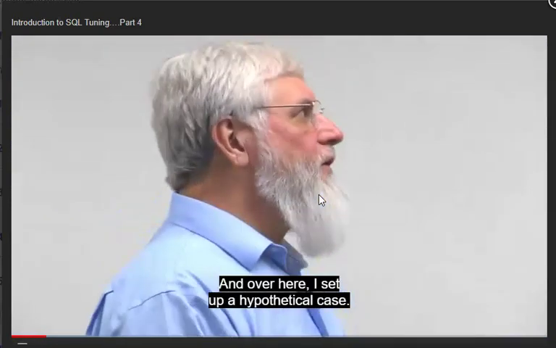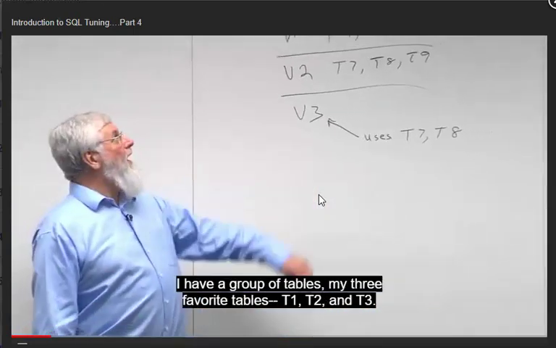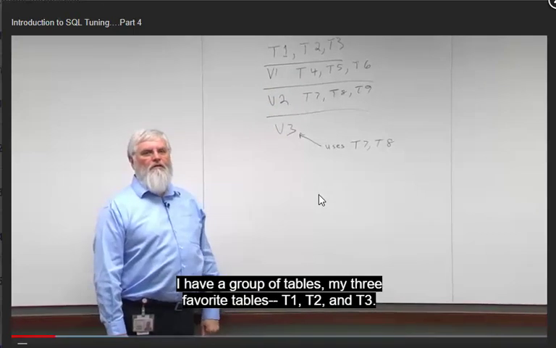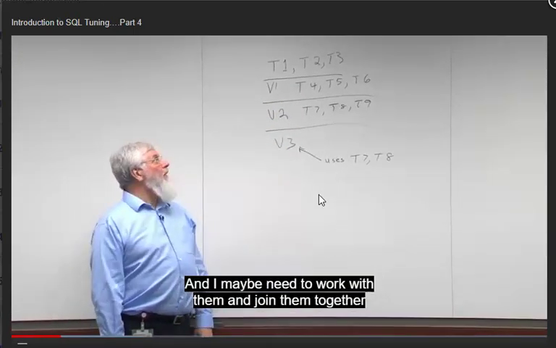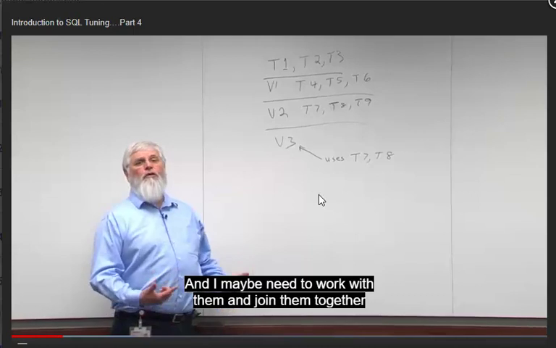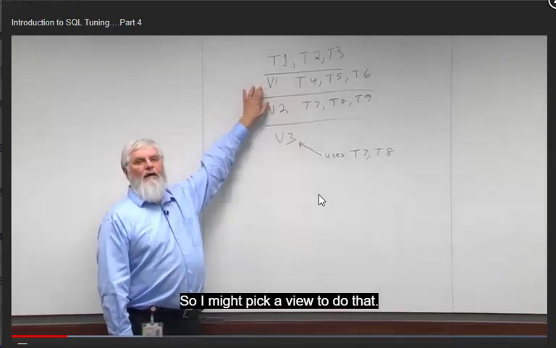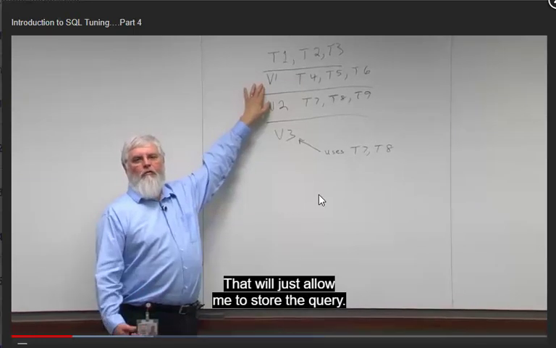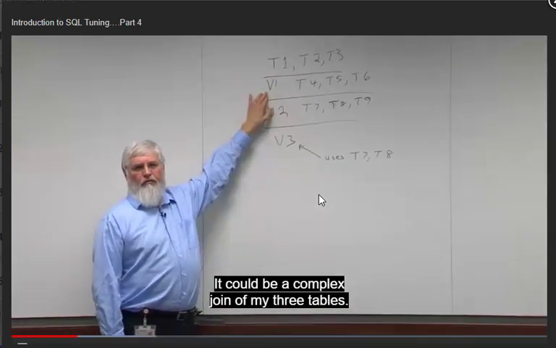And over here, I set up a hypothetical case, okay? I have a group of tables, my three favorite tables, T1, T2, and T3. And I maybe need to work with them and join them together in a couple of statements. So I might pick a view to do that. That will just allow me to store the query. Could be a complex join of my three tables, okay?